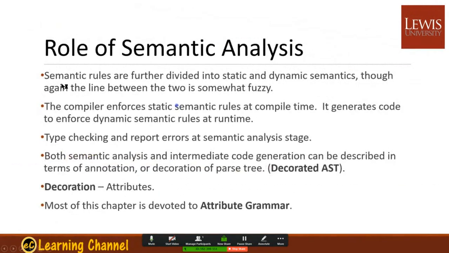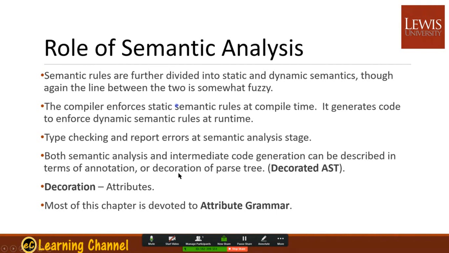The role of semantic analysis. Semantic rules are further divided into static and dynamic semantics, as we mentioned. Static is compiler dependent and dynamic is runtime. The compiler enforces static semantic rules at compile time. It generates code to enforce dynamic semantic rules at runtime, so these are unchecked by the compiler, but it generates the checks. Type checking and reporting errors at the semantic analysis stage is another job. So basically, generate a rule, enforce the rule, and then check the errors.